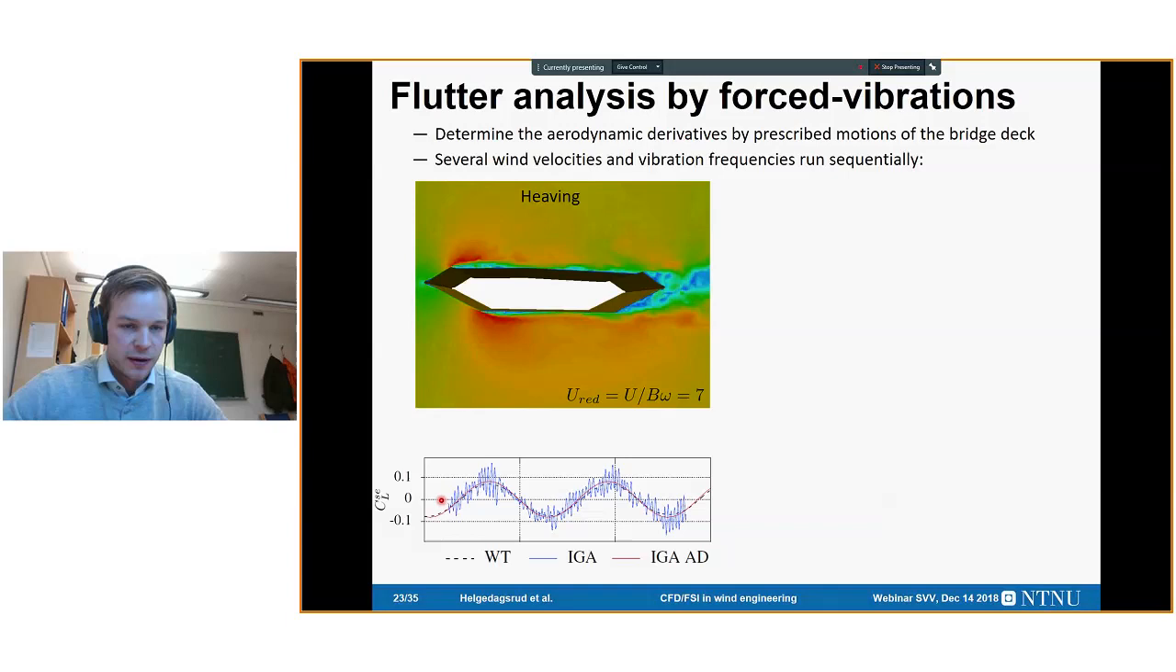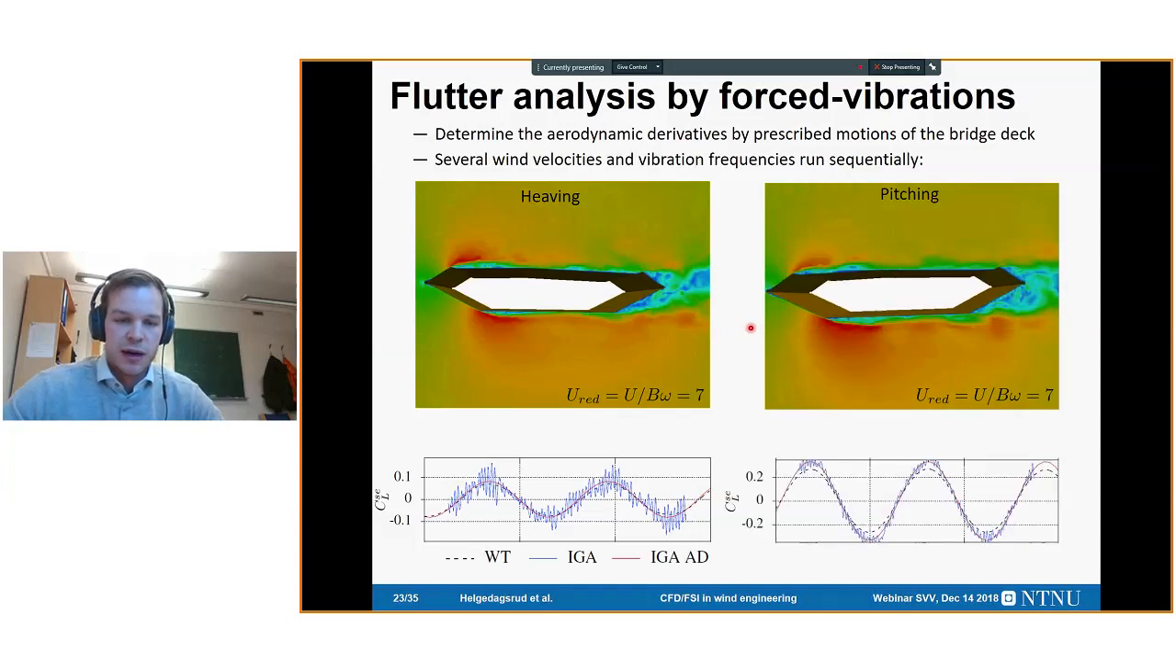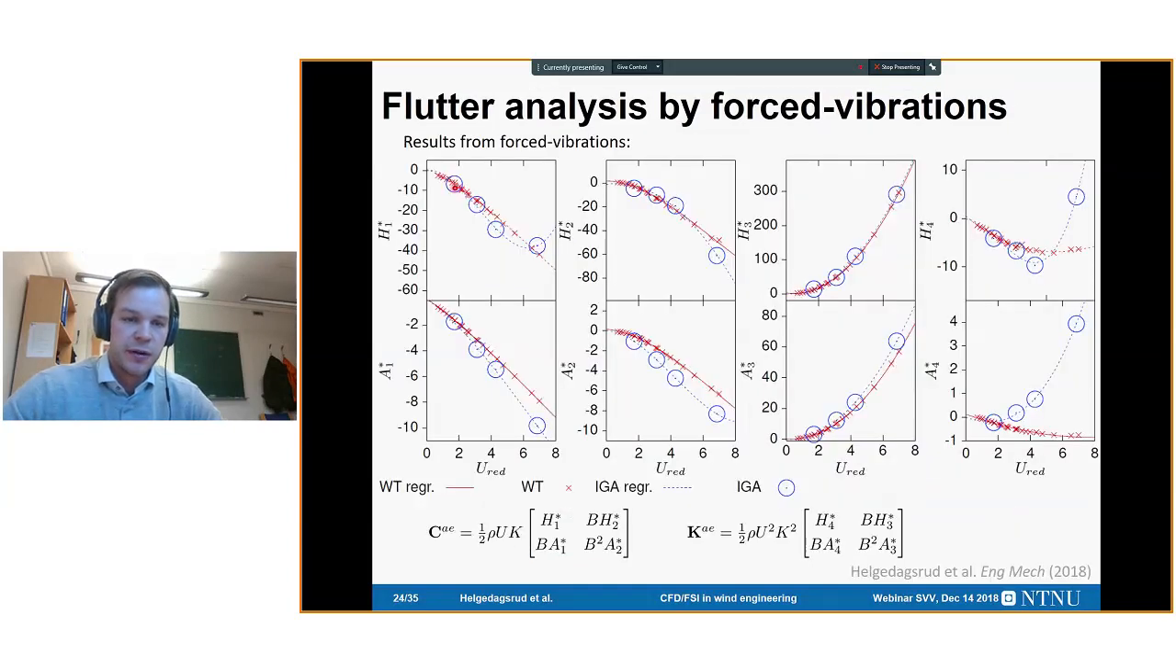So here's the simulation, and we have the dashed line, that's the wind tunnel. So it's a pretty good match. We have to test a handful of modes and wind velocities to find the frequency dependence. Here's another one, this is for the pitching, and we can see it corresponds well with the wind tunnel as well. And at the end of the day, we can get the flutter derivatives.